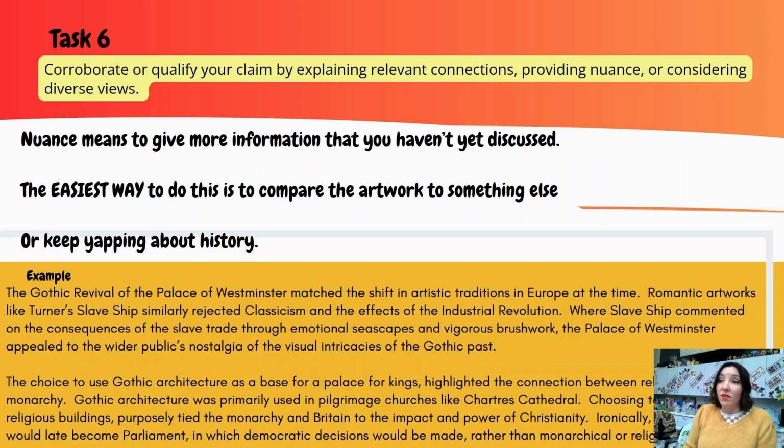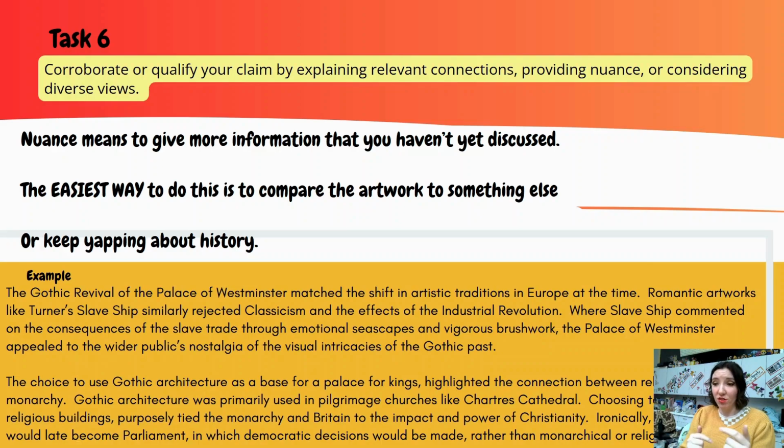This basically just means that you need to give more evidence that you haven't discussed yet or more information related to this topic. You're not going off and talking about a totally unrelated thing like, oh, look at how much I know about Birth of Venus. That's not relevant here. You have to still stay relevant. What I have always loved doing and suggesting is compare the artwork to something else. If you talk about something else that's related to the topic, you can use that something else to either back up the ideas you're saying or contrast the ideas that you're saying. It could almost be like a counter argument.